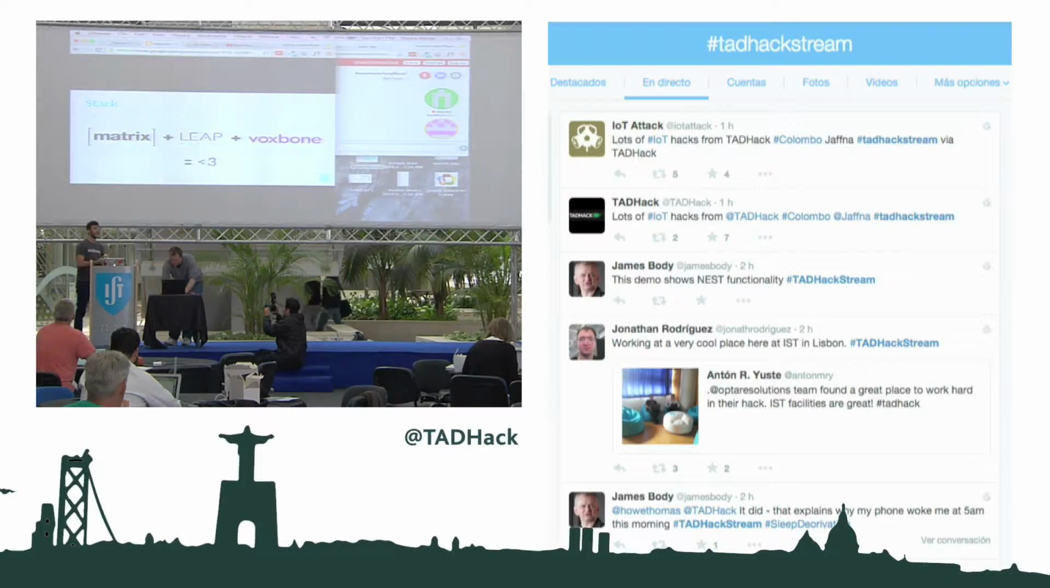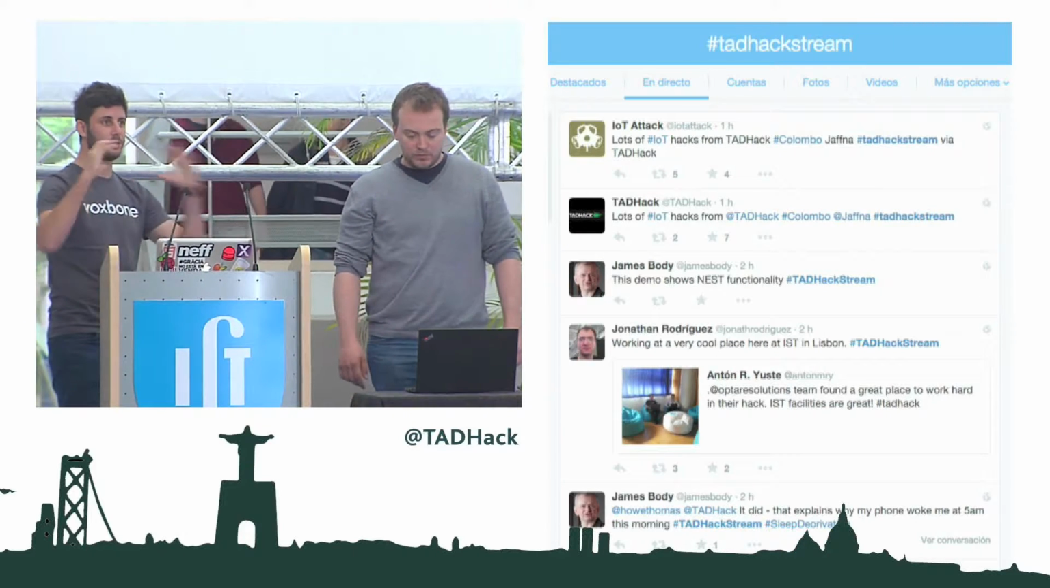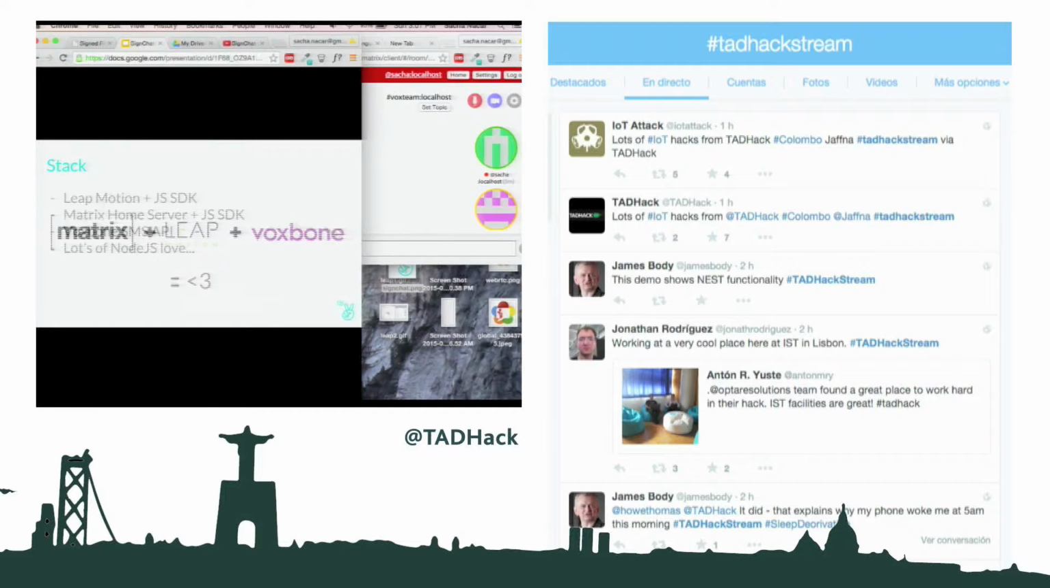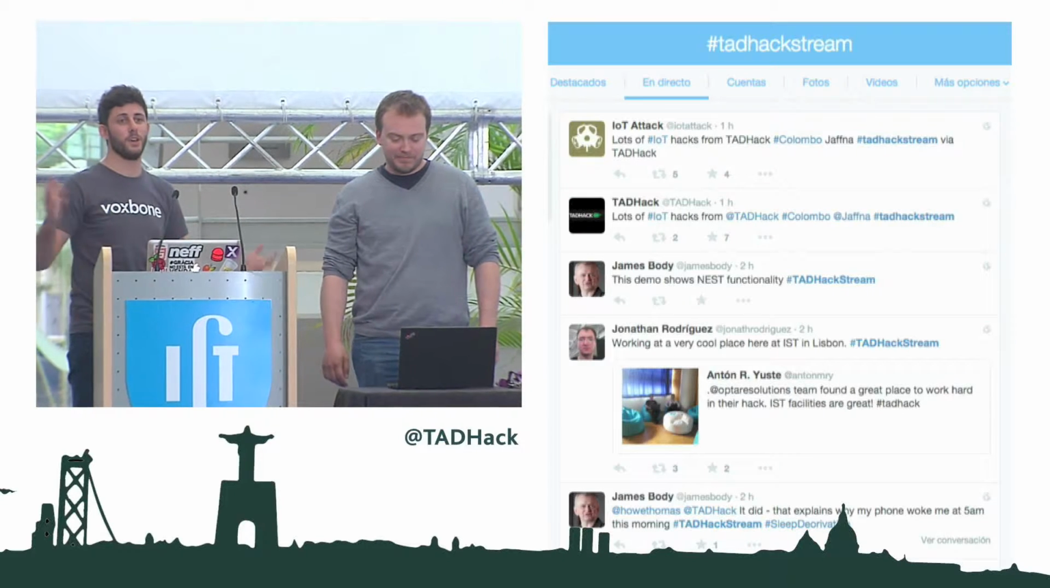We used the Matrix home server, libmotion, and the Voxbone SMS API to make something truly awesome. We use a bunch of JavaScript SDKs. The home server is running on this machine, not at the moment, since we lost the Wi-Fi connection. And then a lot of Node.js love.